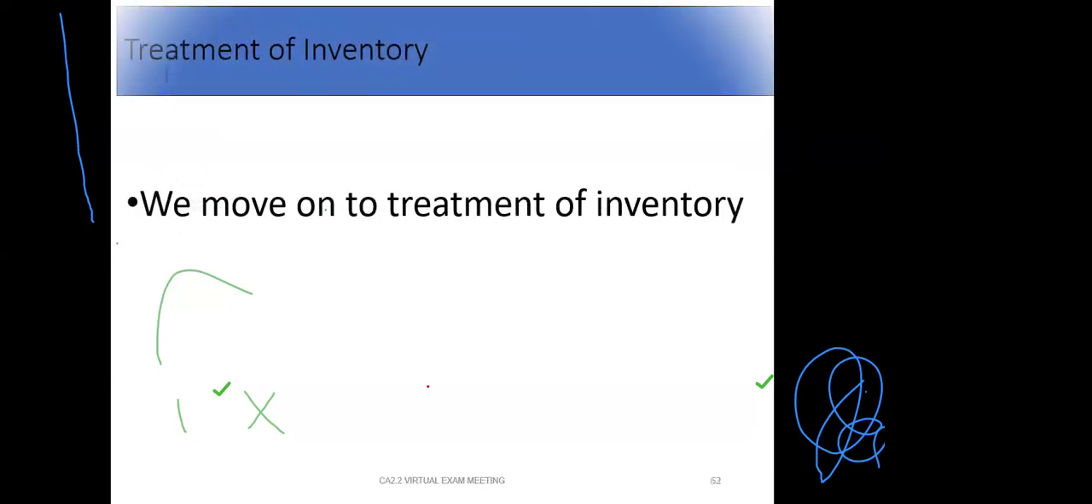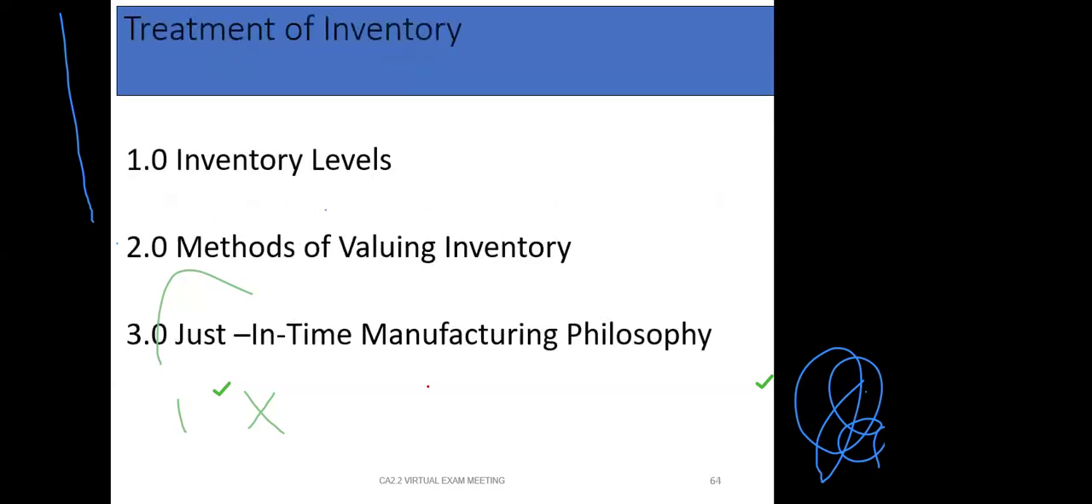Okay, welcome back. We move to treatment of inventory. For CA2.2 students, treatment of inventory is being encountered for the first time. But for DA9 diploma students, this is the second time, and it's from the viewpoint of working capital management. It's found in unit 8, working capital management, so it's still relevant to DA9.